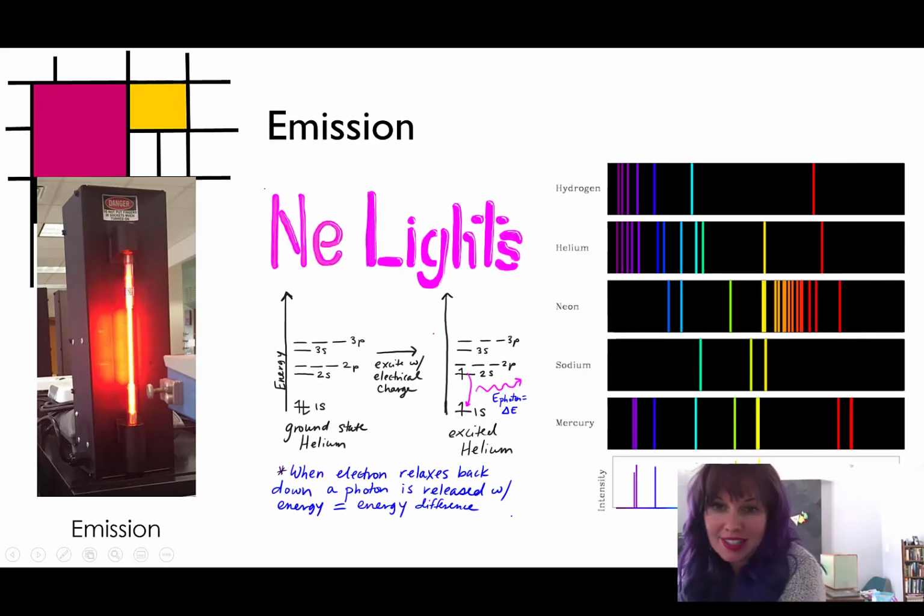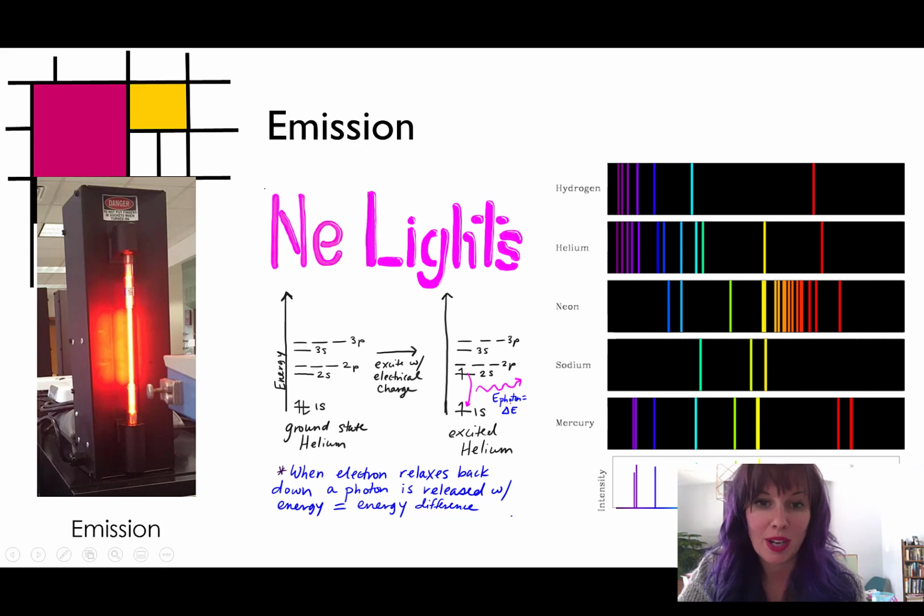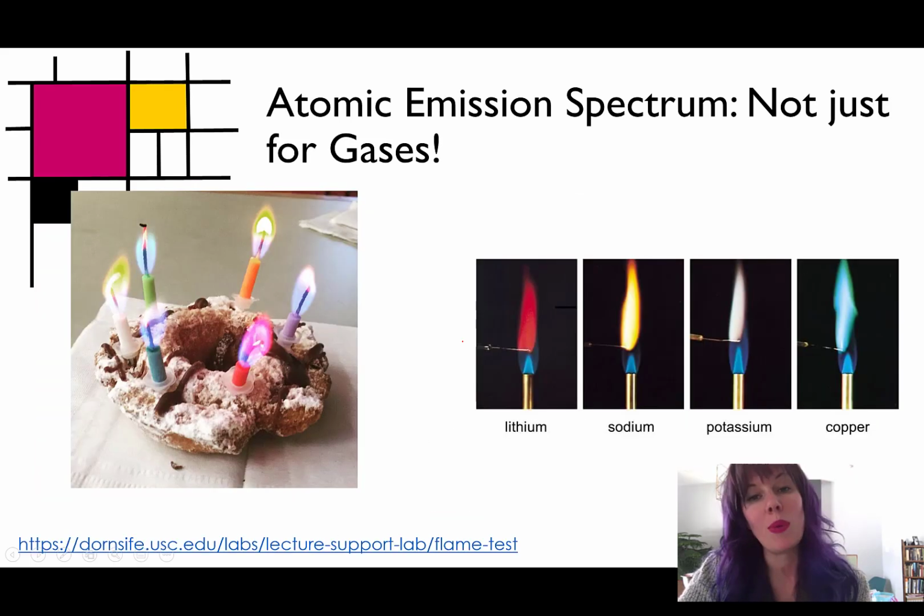Emission is also a resonance condition, except it's resonance condition in the opposite direction. In the example of our neon lamp, we're running an electrical charge through this neon lamp. And so we're exciting all of the electrons into these higher energy states. And when the electron relaxes back down to the ground state, then a photon of light is emitted, and the energy of that photon is exactly equal to the energy difference from the excited state to the ground state. So this is resonance.